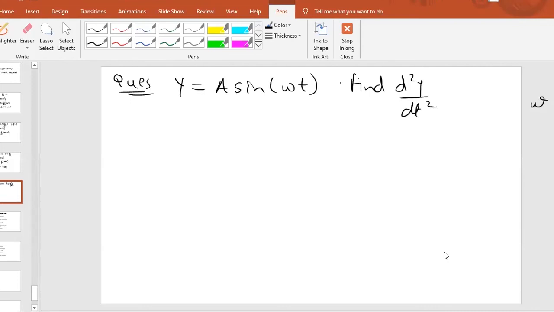No, zero will not be the answer. How is it zero? Yes, minus a omega square sine omega t. That is the correct answer. Zero cannot be the answer for this.